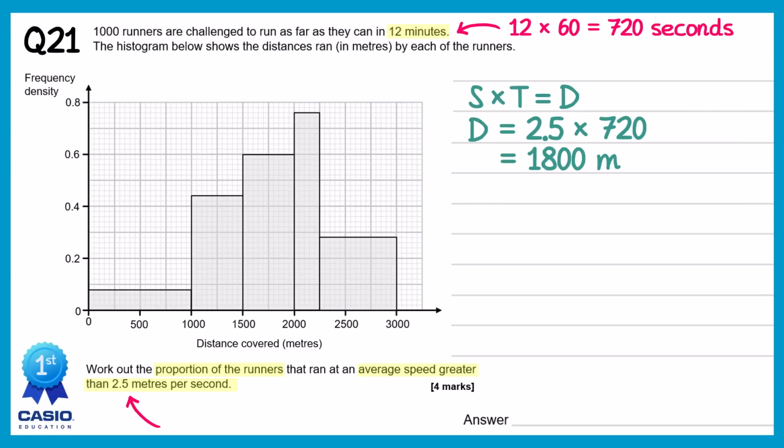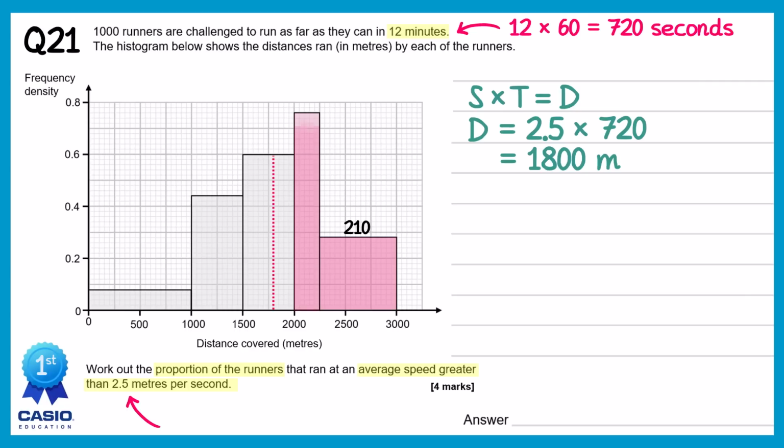To do this, we'll draw a vertical line at 1,800 meters on the histogram. We then need to work out the frequencies for all of the bars to the right of this. To work out the frequency from a histogram, you're finding the area of each of the bars by multiplying the frequency density by the class width. Let's do that for this bar here. We have a frequency density of 0.28 and a class width of 750. If you multiply these together, you'll get the frequency, which is 210.